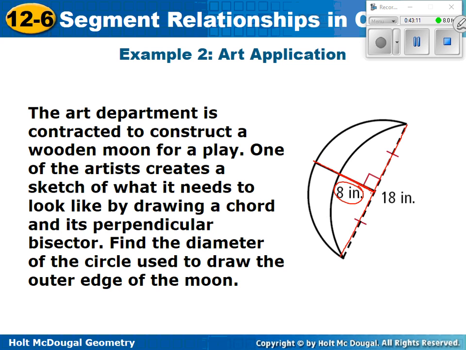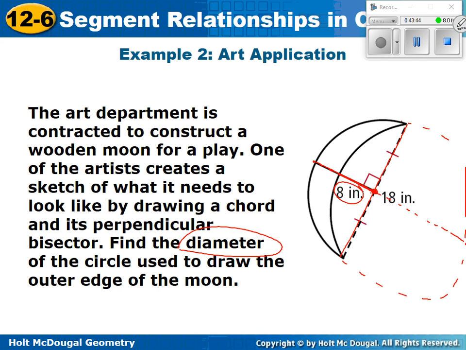It says find the diameter of the circle that would be used to draw the outer edge of the moon. Is this point the center of the circle? No. So they're looking for the diameter, which has to go through this somewhere, all the way, so that if you were to keep drawing this circle, that would be the diameter. That's terrible.